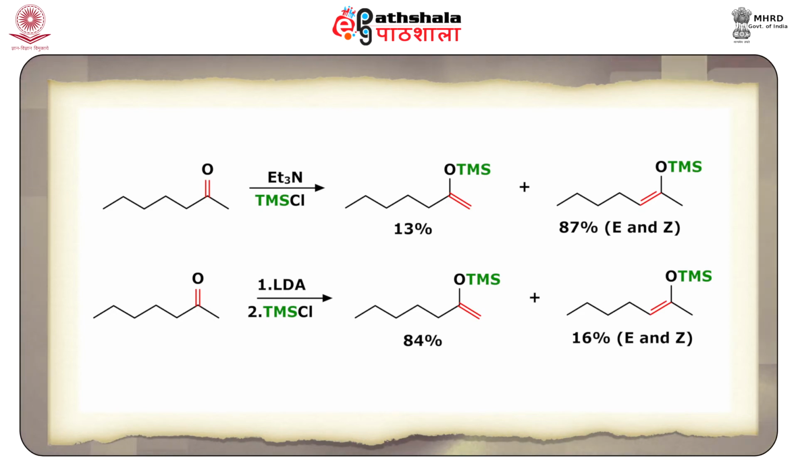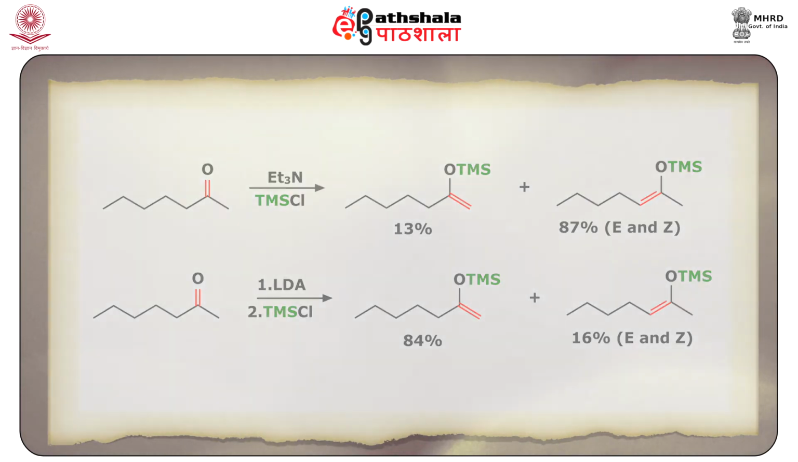When you use triethylamine as the base, the terminal enol formed is 13%, and at the second position it is 87%. On the other hand, when we use LDA, the terminal enol is 84%, and at the second position it is 16%. So, almost a reversal is happening.